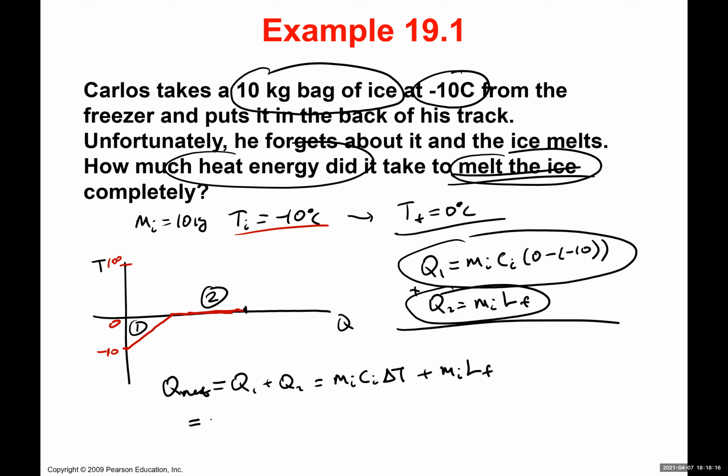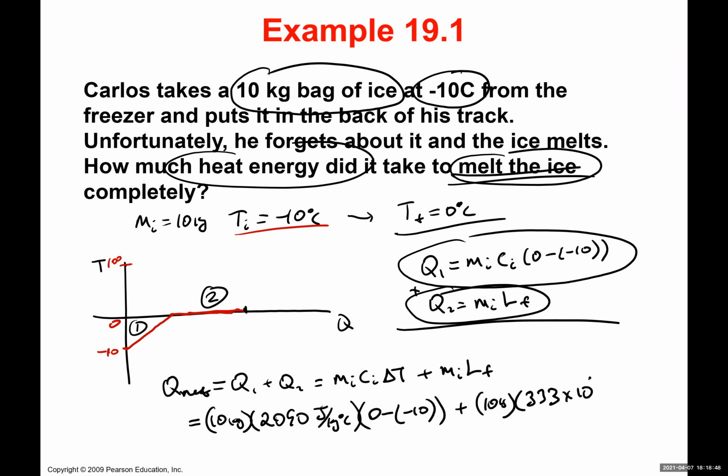So this will be 10 kilograms times the specific heat of ice, which is 2100 or 2090, they're pretty much the same, joules per kilogram degree Celsius or degree Kelvin, same thing because it's a delta T. So then you have 10 degrees Celsius, because from 0 minus negative 10 gives you 10. Then plus mass of ice, which is again 10 kilograms, times heat of fusion. And this is 333 times 10 to the 3 joules per kilogram, or 3.33 times 10 to the 5. Either way you can write it, as long as it's 333,000.